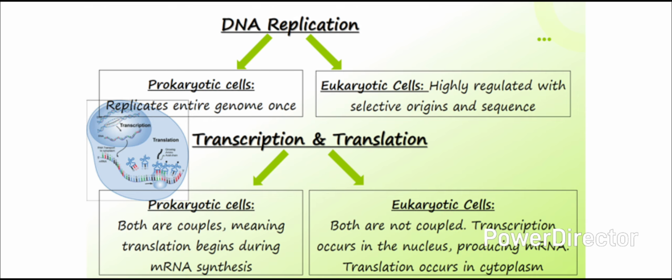Coming to transcription and translation. In prokaryotic cells, transcription and translation are coupled. That is, translation begins during mRNA synthesis. Whereas in eukaryotic cells, translation and transcription are not coupled. Transcription occurs in the nucleus producing mRNA. The mRNA then exits the nucleus and translation occurs in the cell's cytoplasm.